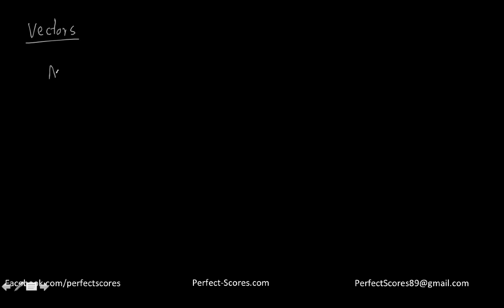Now let's move forward to the next point. Let's talk about when the vectors are equal. So when are two vectors considered equal? Let's suppose I have two vectors, vector AB and vector CD. These two vectors are considered equal if and only if their magnitude is equal and their direction is equal. Only then would these vectors be considered equal.